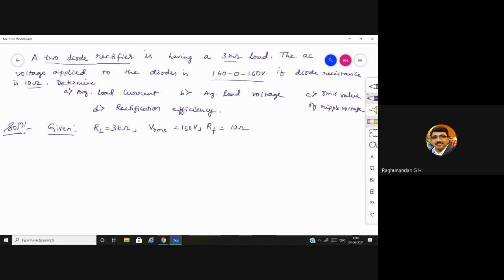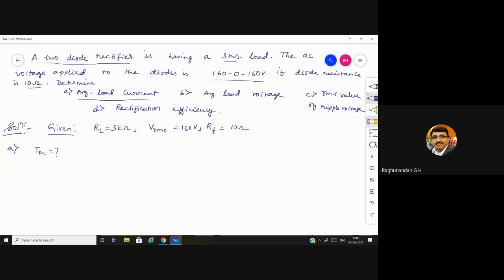So first we need to find the average load current. What do they mean by average load current? Are they asking Im or IDC? They're asking IDC, because across the load, the current flowing is DC current only. So we need to find IDC here.